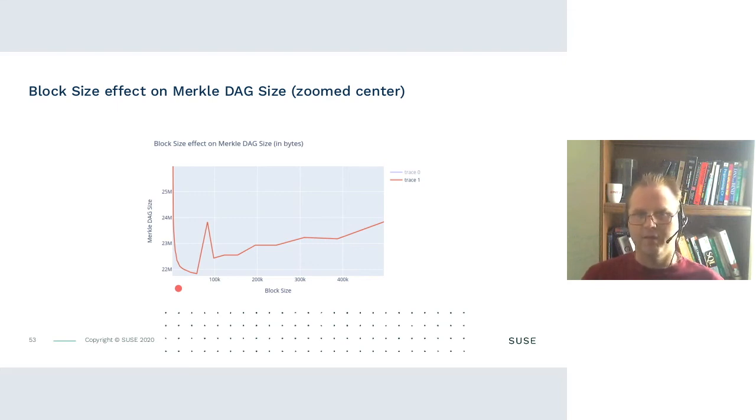If two blocks are identical in the Merkle DAG, then we store references to a single block in the tree, but the contents of the block are not duplicated in the store. As our block size continues to increase, the percentage of duplication decreases, causing the size of our Merkle DAG to increase. You'll notice there is an anomaly at about 83 kilobytes block size. I'll talk about that in a bit.